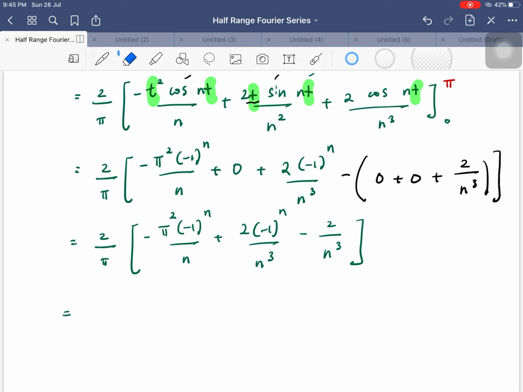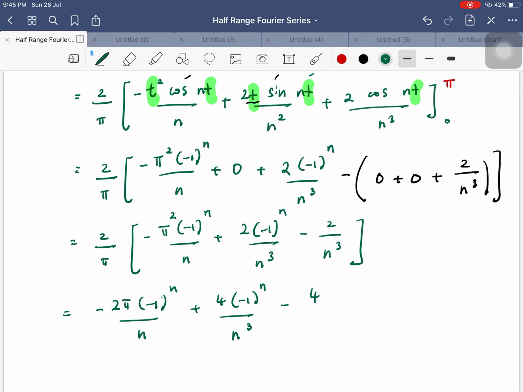Okay, let me clean this. So I'm going to have negative 2 pi, so negative 1 to the power of n over n, so that will be the outcome. And this term over here is going to be plus 4, so negative 1 to the power of n over n cubed. And the last term is going to be negative of 4, and here is going to be 4 over n cubed pi, so minus 4 over, again, n cubed pi. So all I did is I multiplied the 2 over pi with whatever terms that I had in the bracket.